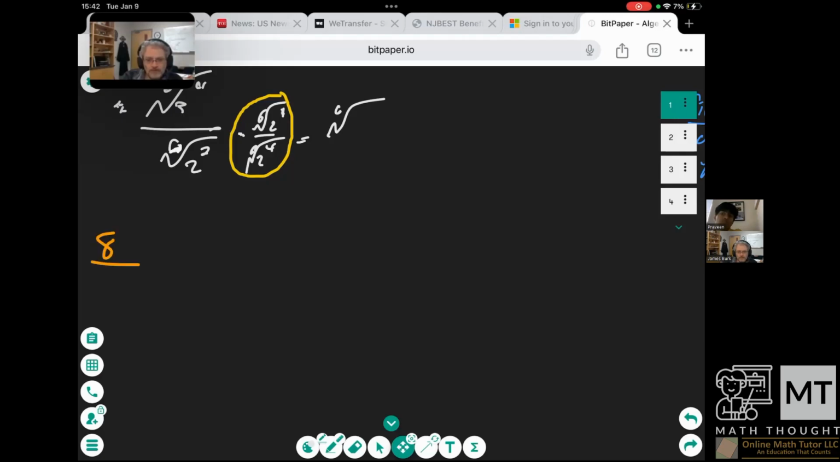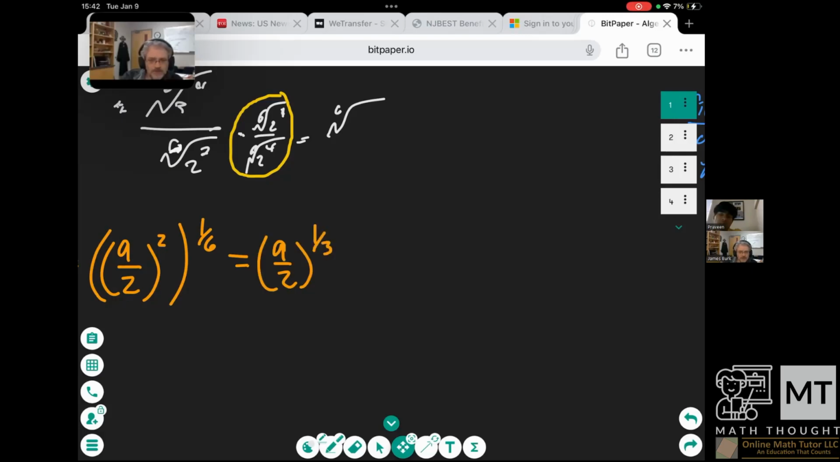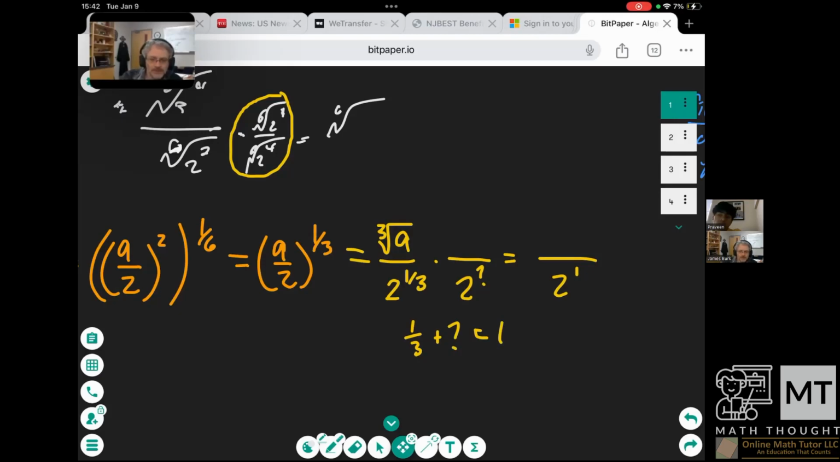Oh, I see. So if you did 2/6 and 4/6, you could simplify it to 2/3 and 1/3. You can definitely do that. Also note that you can take the 81 over 4 and you can express that as 9 over 2, squared. And then 2 times 1/6 is going to be a third. See how I keep using smaller numbers? And then you can write the cube root if you like. You're really going to ask yourself, what do you need to multiply this by so that one third plus something gets you one? And you would say, of course, two thirds.